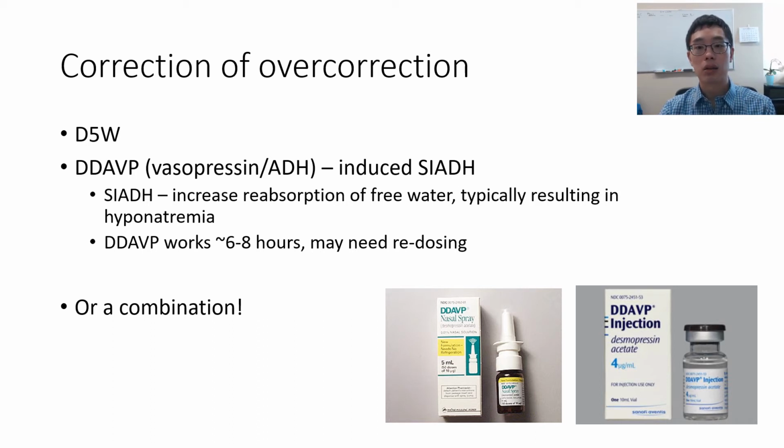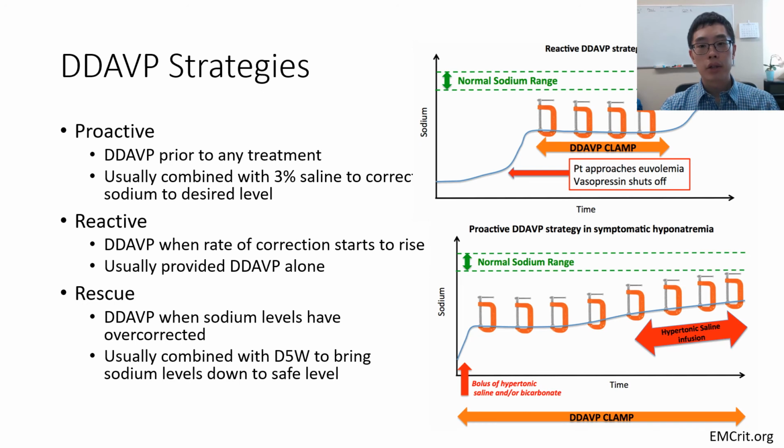Now, let's take a look at ways we can actually use DDAVP in the management of hyponatremia. There are generally three different strategies of when to provide DDAVP. The first is the proactive strategy. When you suspect that the patient may correct too quickly, we can preemptively provide DDAVP, create a state of persistent SIADH, and use DDAVP in combination with 3% saline to precisely correct the sodium to a desired amount.